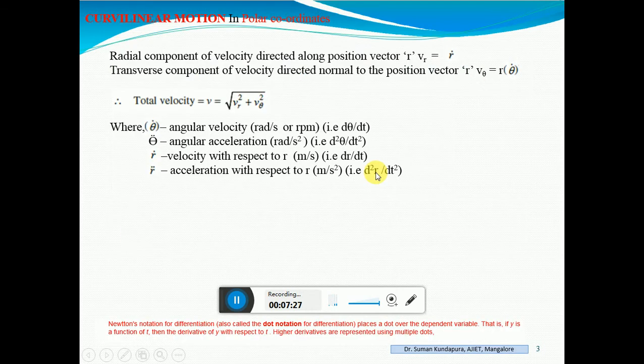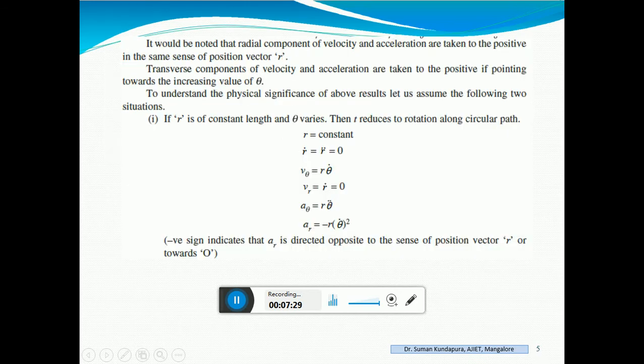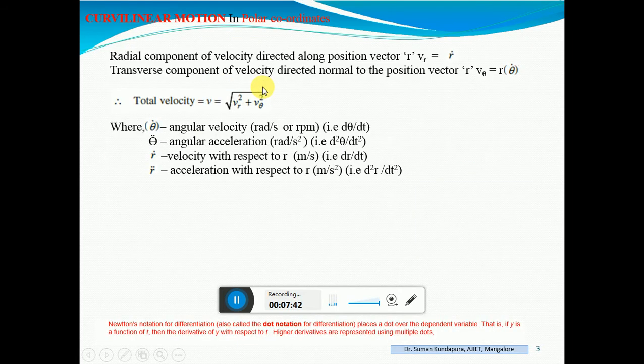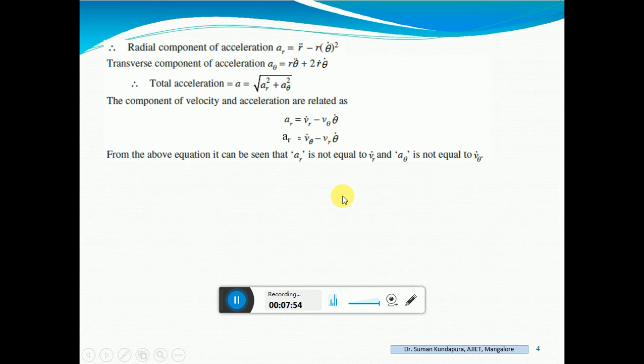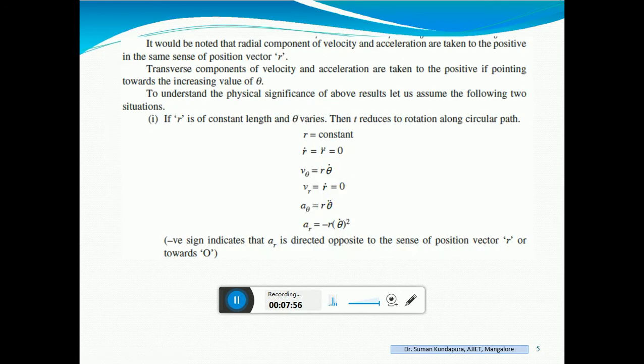Similarly, the transverse components of velocity and acceleration are taken to be positive if they point towards increasing values of theta. If the velocity component is increasing along with the increase in theta, then it is positive. If it is in the other direction, then it is negative. That is what it means. So how are we going to prove this?